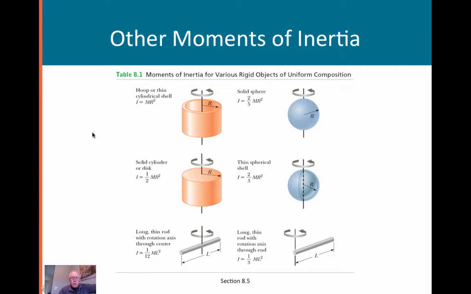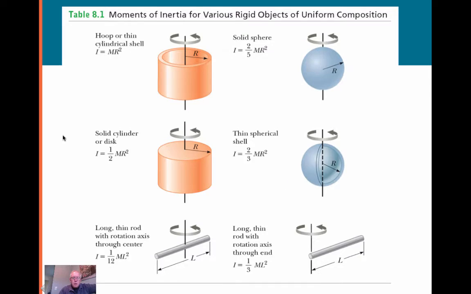Here are a few other ones that are commonly used. They're good to know for our problems. So in particular, with these different moments of inertia for different objects here, in the upcoming assignment we're going to be working on two of them, and that's the solid cylindrical disc, where the moment of inertia is 1/2 mr squared.